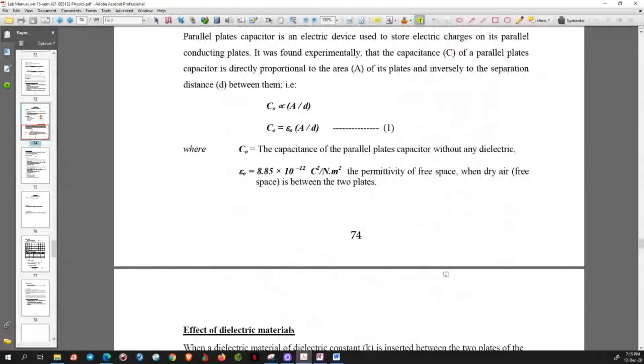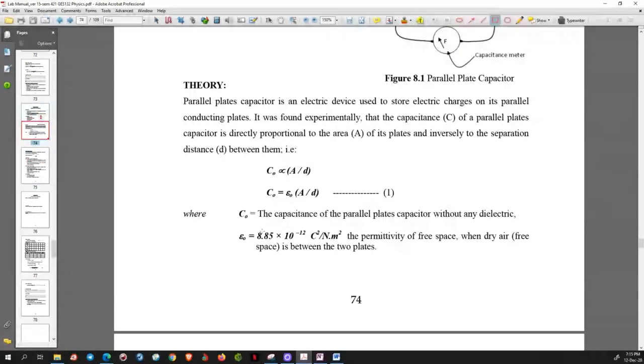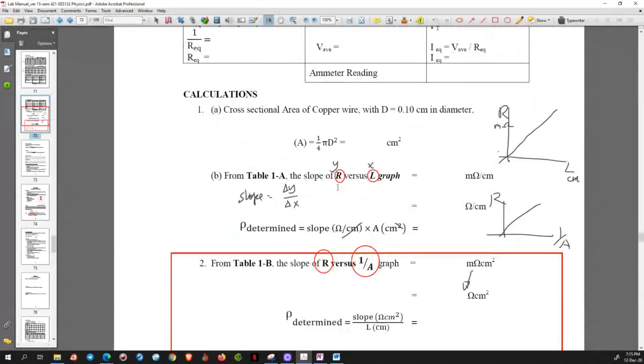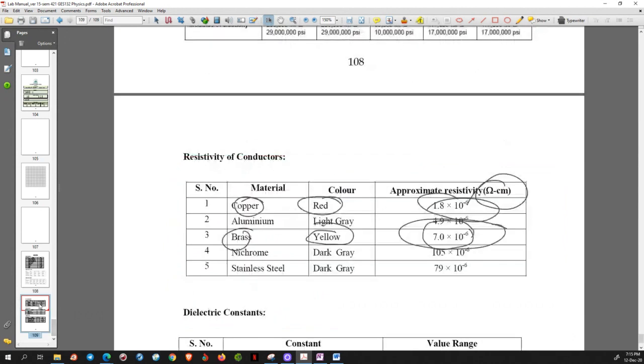Let's go to the capacitance experiment. In the capacitance experiment, for the B determined unit, it will be ohm square or what? Let's go back. You are asking for rho, the resistivity, right? Yes. The determined value should follow the same unit as the real value, ohm by centimeter. Oh, okay. Thank you. And this is the real value there, okay?